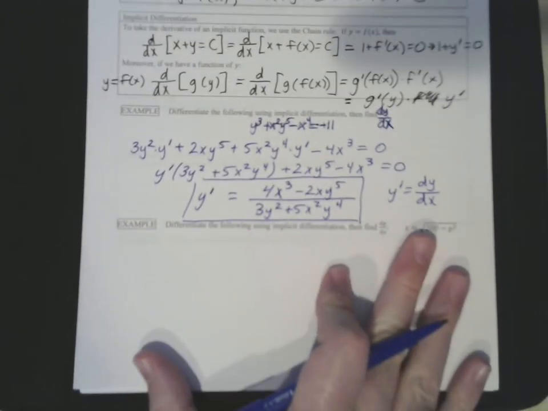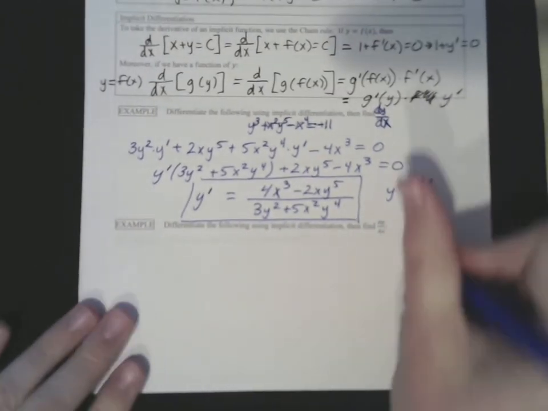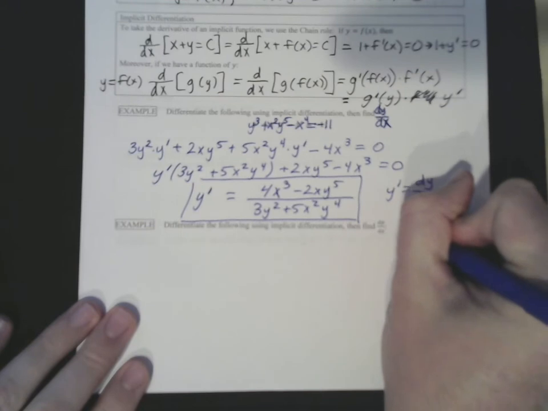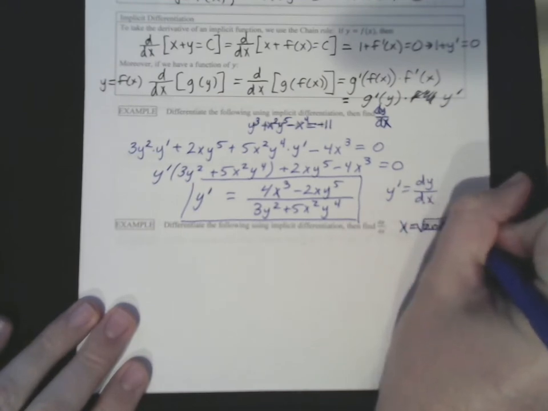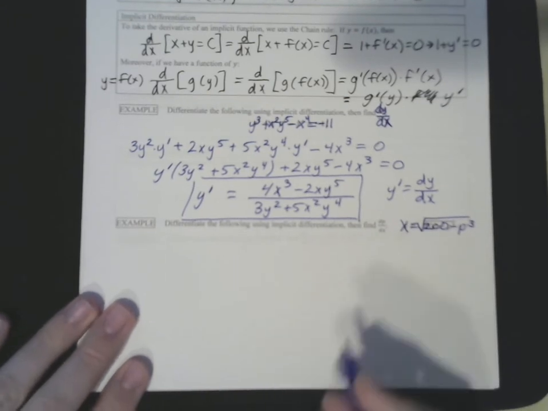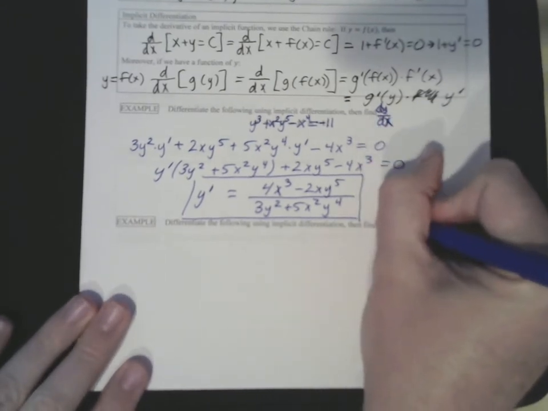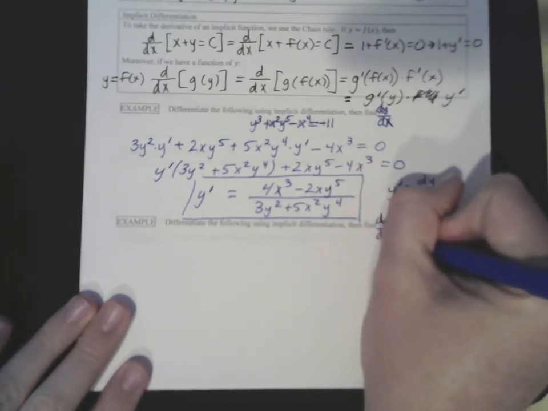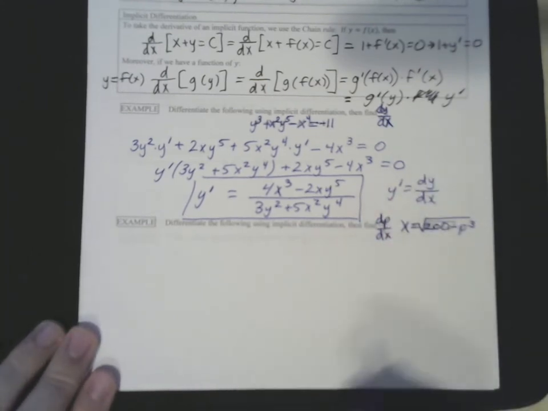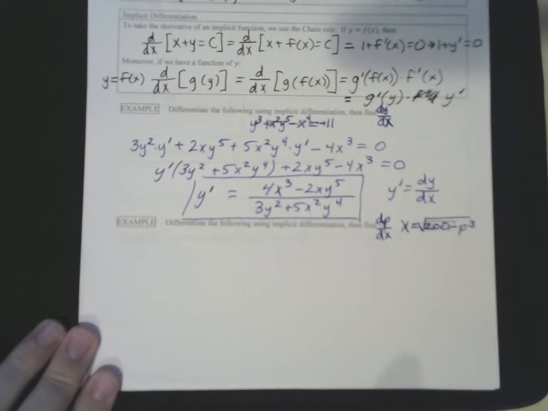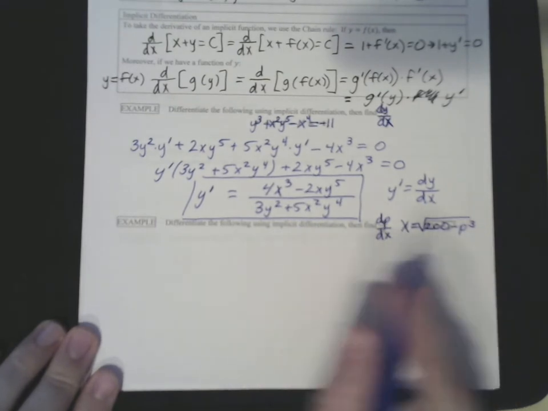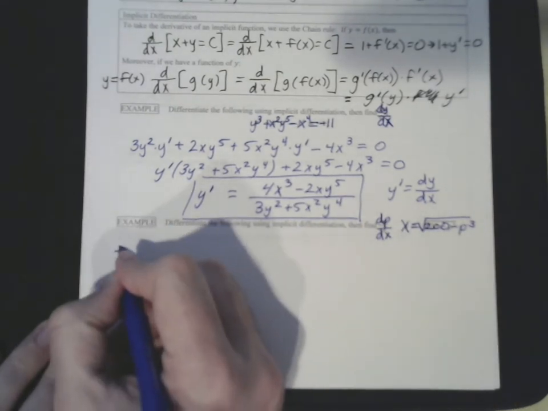Okay, so let's move on to the next one here. We have x equals the square root of 200 minus p cubed, and we were asked to find dp dx. So that means p is the independent variable. So p takes the place of y like it did here. So when we go to take our derivative, we do it like normal.